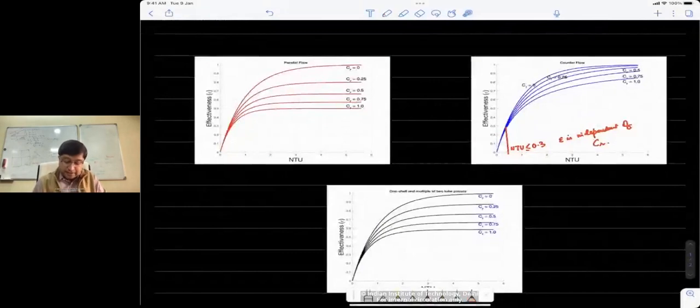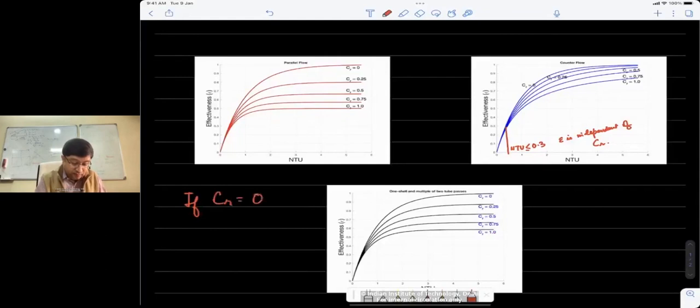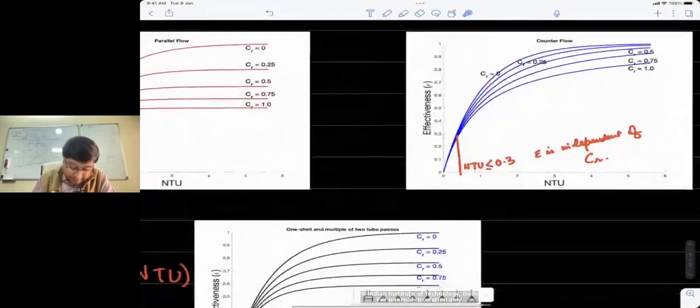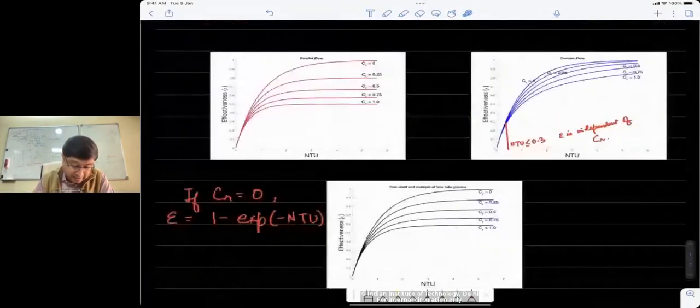For all these cases, also one common feature is that the effectiveness is lowest for CR value of 1. So in all cases, the lowest effectiveness happens to be when the two fluids have the same heat capacity rate, or the ratio of the heat capacity rates is 1. Finally, let me just close this by saying that if CR is 0, then all heat exchangers give the same effectiveness. In this case, effectiveness would be 1 minus exponential of minus NTU. And that basically means that the curve which is on the top, which is for CR 0, is actually the same curve in all heat exchangers. It does not change. Okay, and that is given by this functional form, so that the effectiveness is 1 minus exponential minus NTU.